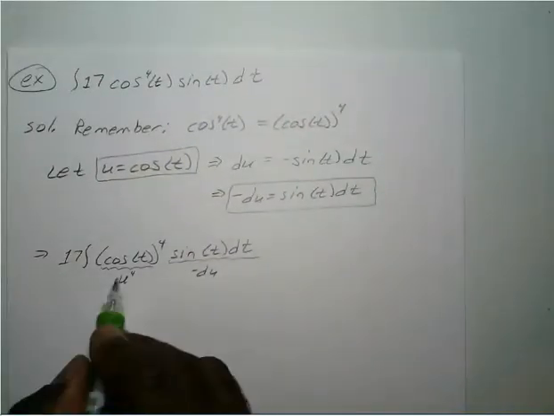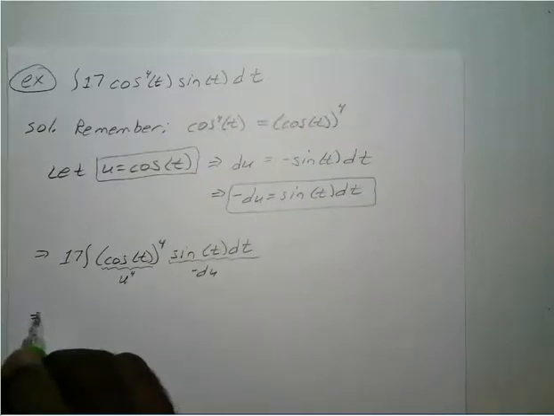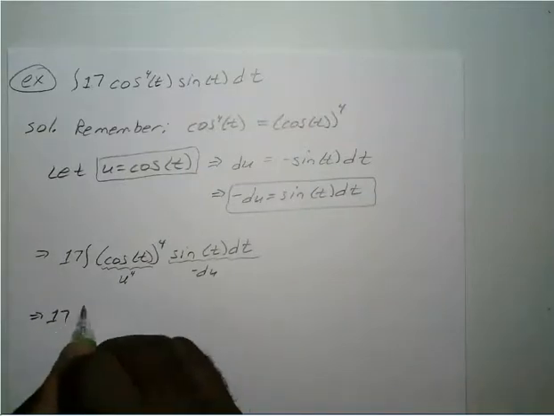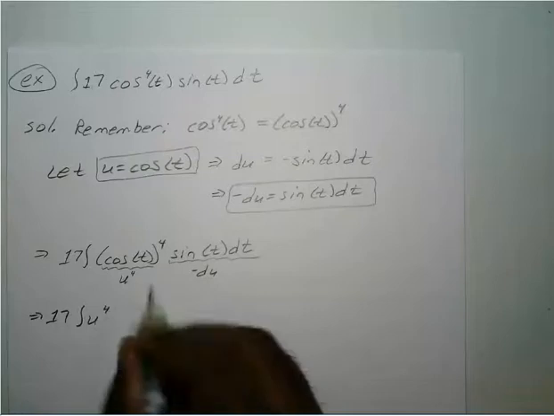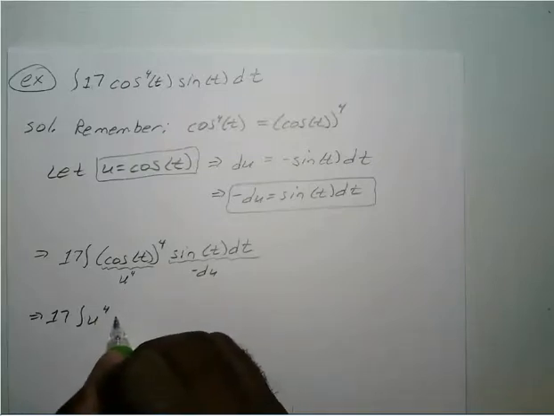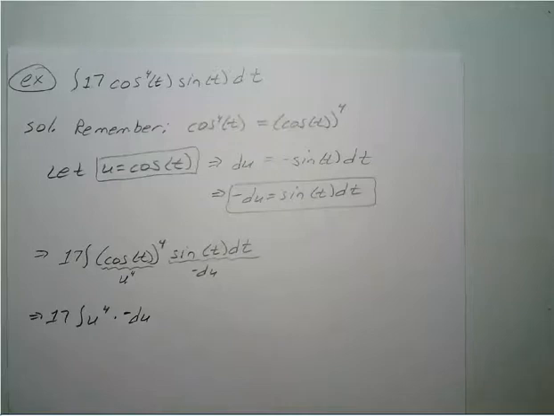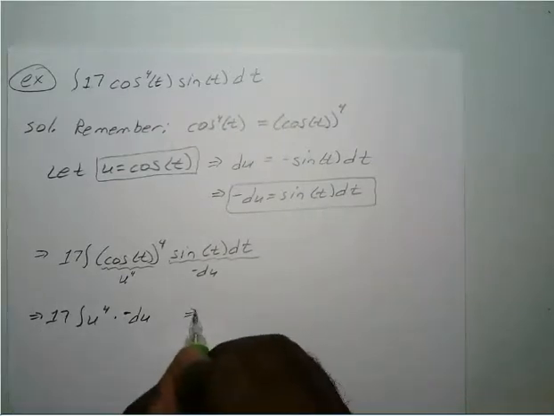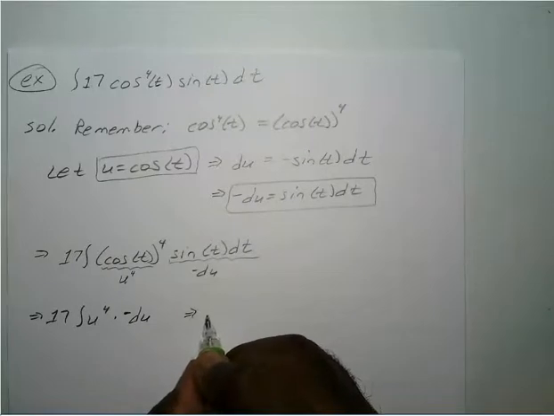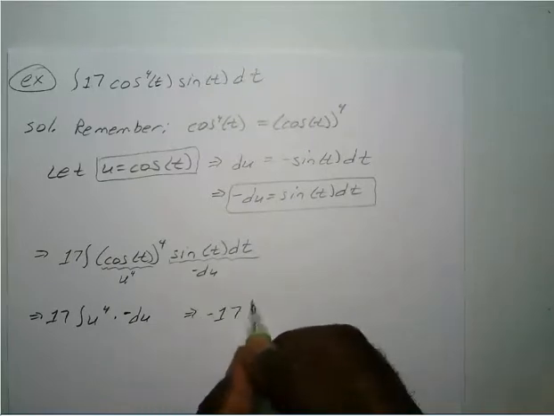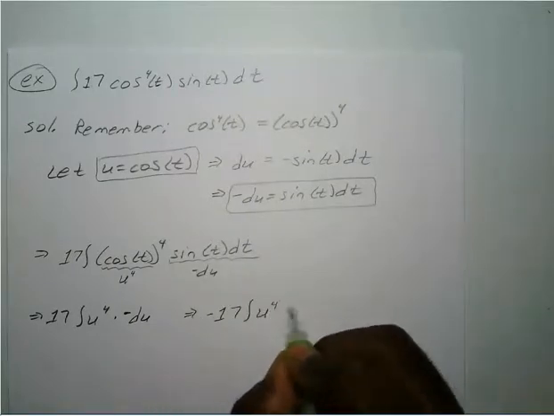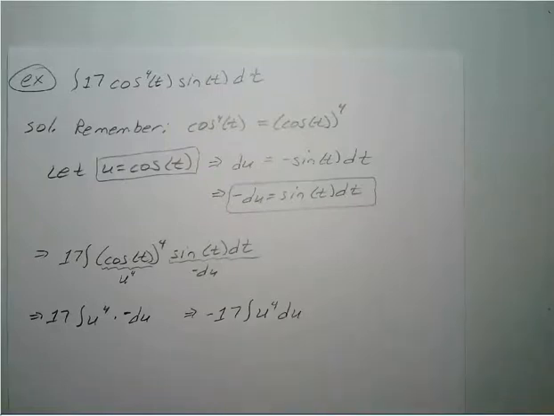So we're going to go ahead and just rewrite it with all u's. So you have 17 times the integral of u to the 4th times negative du, or you can put -1. And again, that negative, we're just going to bring that to the outside, same way we would any constant. So you have -17 times the integral of u to the 4th du. And we just integrate with respect to u.